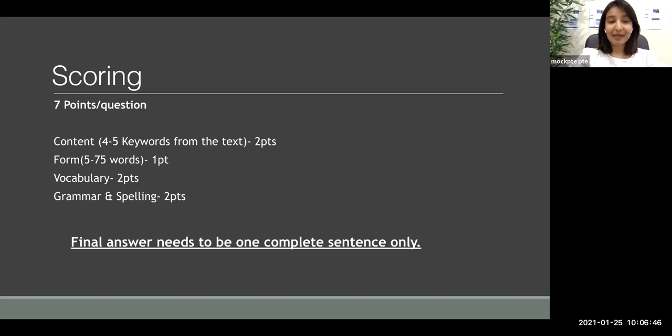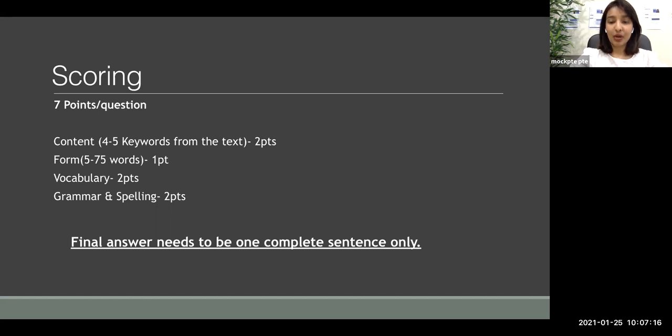Very important, guys, and I'll repeat it maybe 10 times today, but listen to me. Final answer needs to be one complete sentence only. You're allowed to write only one sentence, which means you're allowed to use only one full stop, one period at the end of your answer. Do not put any full stop before the end. If you put any full stop in the middle of your answer, it will not be evaluated. You will be getting no points. Consider that you got no points. So make sure you have only one full stop at the end.